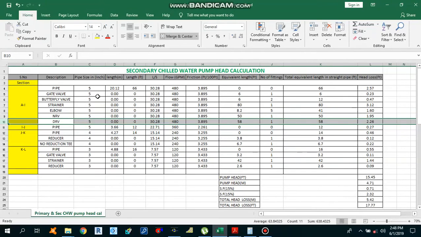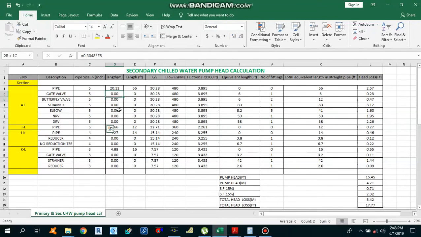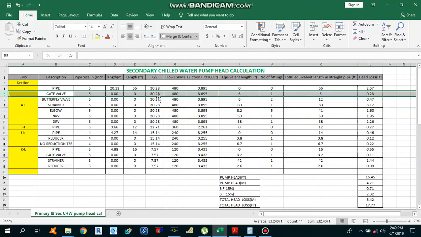So now pipe size is the same, that is 5 inches for all these fittings, and linear length for these fittings is 0. We need to get the equivalent length from here. And the flow rate we know is 480 GPM for all of them up to section I. If we need to convert this into liters per second, we can convert by this conversion. And now the important thing over here is we need to get the equivalent length of this fitting or the valve.